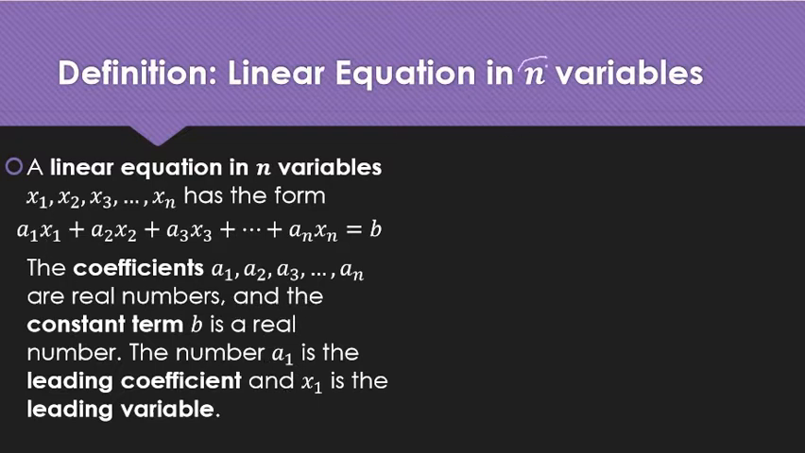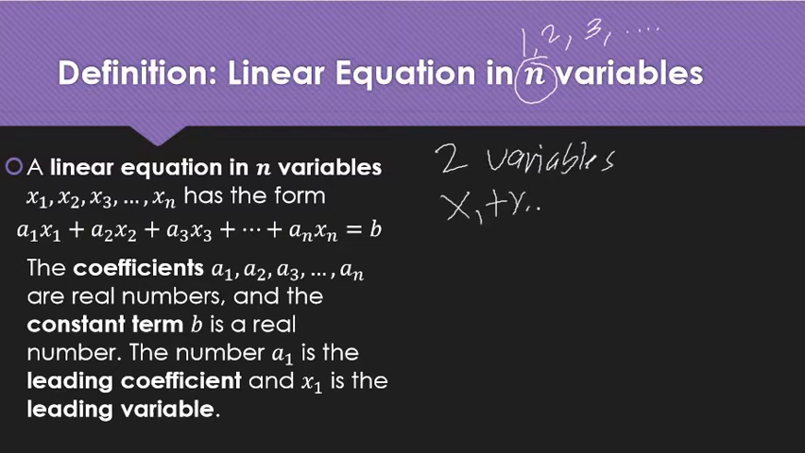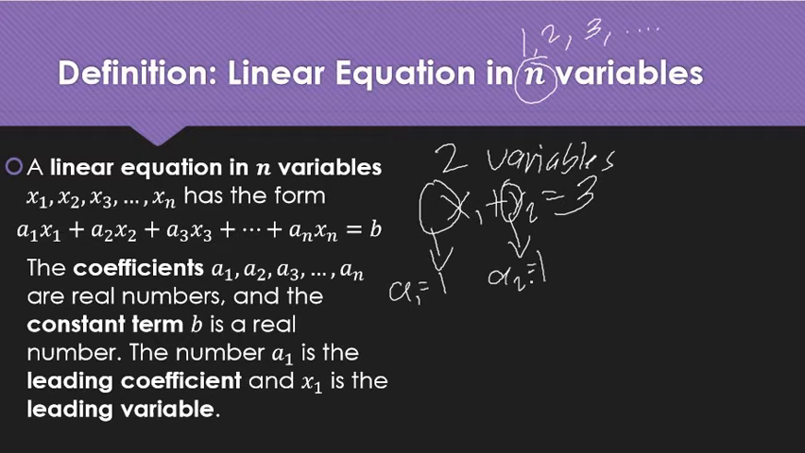Alright, so n variables can mean one variable, two variables, three variables, and so on. So, for example, we have a linear equation in two variables. That means I can have an equation such as x sub 1 plus x sub 2 equals 3, where my coefficients would be 1, that would be my a sub 1 here, and 1 rather, that is my a sub 2. So we are just defining what a linear equation might be.